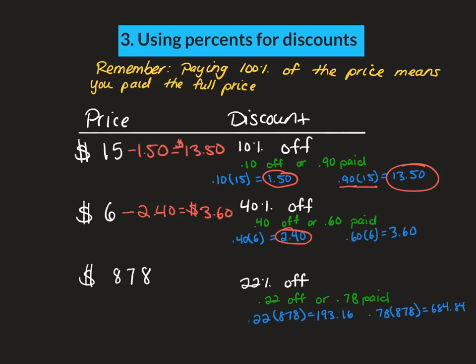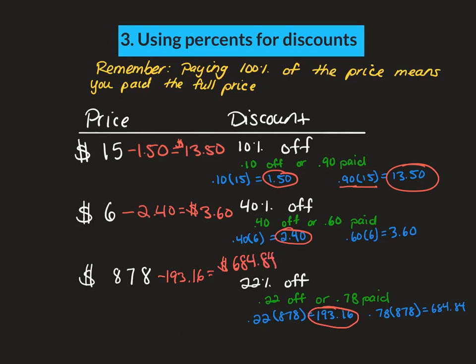And on the third example, a 22% discount on $878 equates to subtracting $193.16 from our $878 price tag. When I subtract, I get a final result that the price after discount will be $684.84.